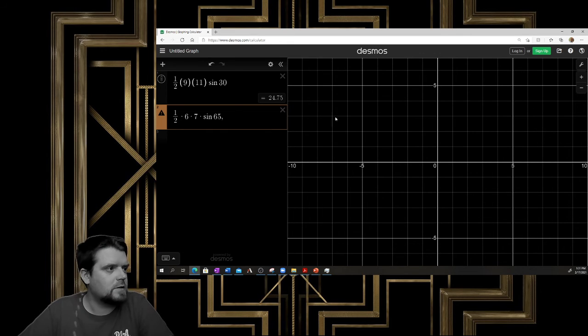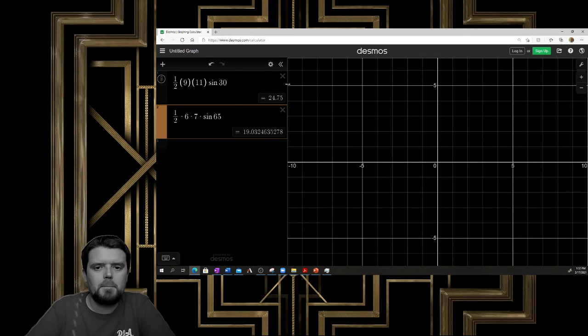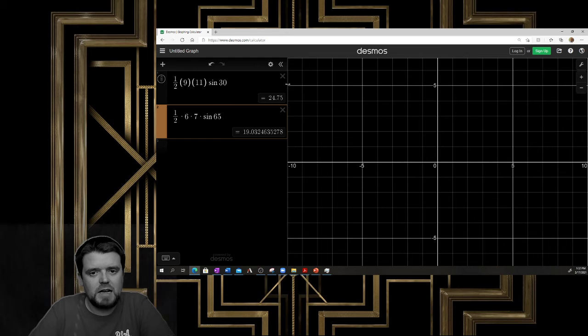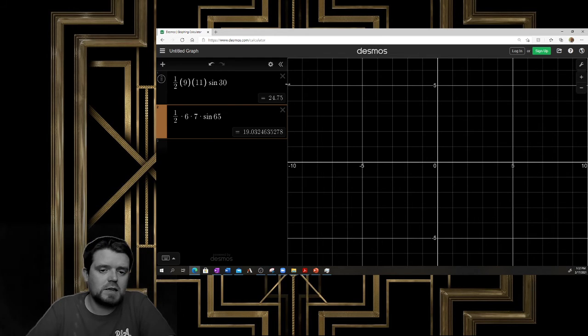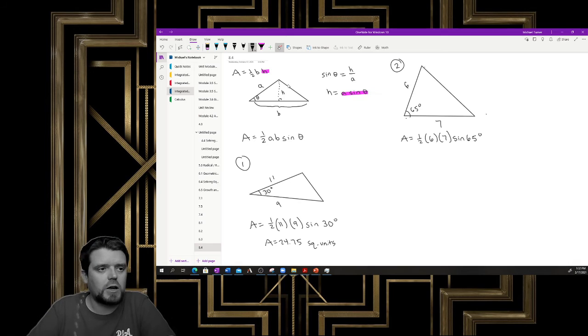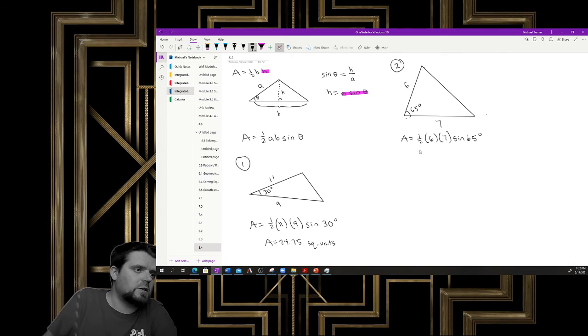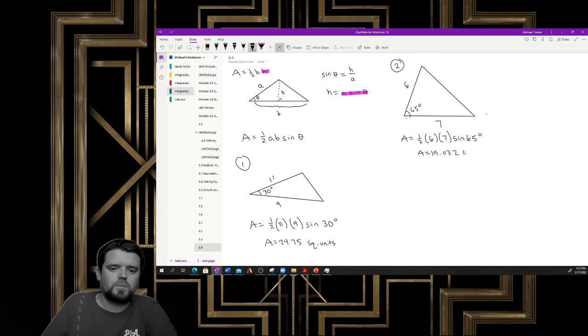By default, for my class, I want you rounding to at least the thousandths place. So it's 3 spaces after the decimal. But pay attention to any assignment you're on. Make sure that you're following directions, because if it says round to the tenths and you round to the hundredths, it could potentially mark it wrong. So for us, that's going to be an area of 19.032.